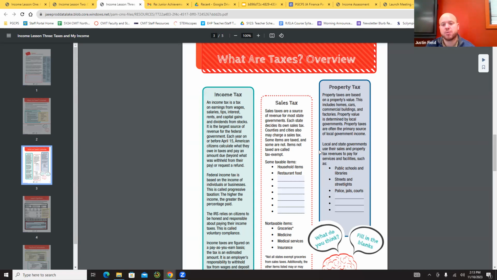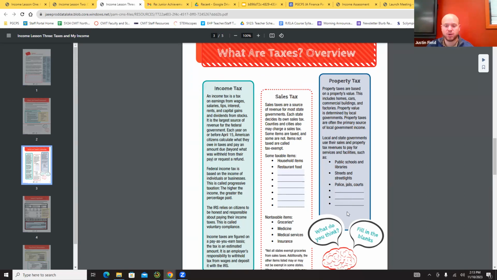Local and state governments use their sales and property tax revenues to pay for services and facilities such as public schools and libraries, streets and streetlights, police, jails, and courts. And go ahead and search up what things are paid for by property taxes and see if we can find three more.